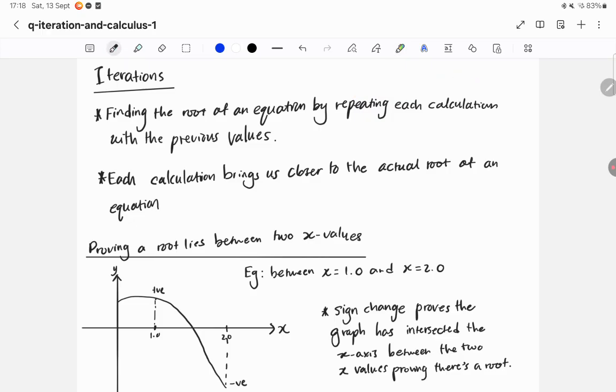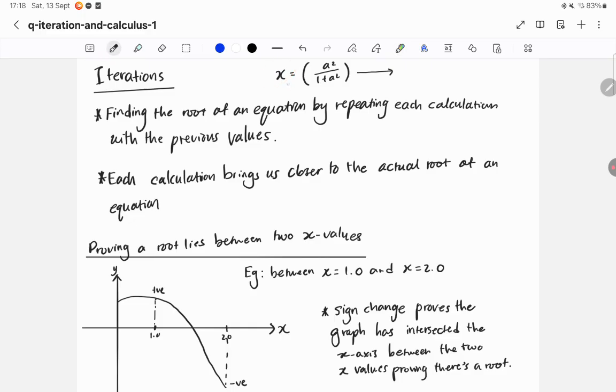So let's say, for instance, I'm just giving an example. We're given the formula to find a root, where the formula is, just as an example, by the way, a squared over 1 plus a squared. So to find the root of a specific graph, we have to keep repeating the calculation using this formula with the value of x we found before.